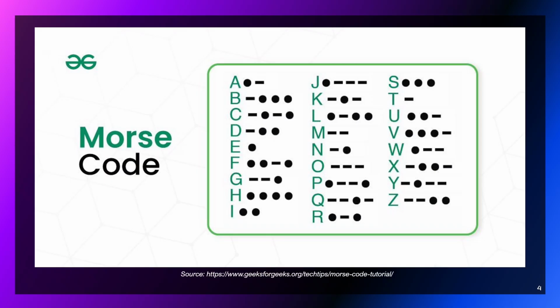So this is how standard Morse code looks like. The letter A is just a dot and dash. The letter B is a dash and three dots. And it goes on.